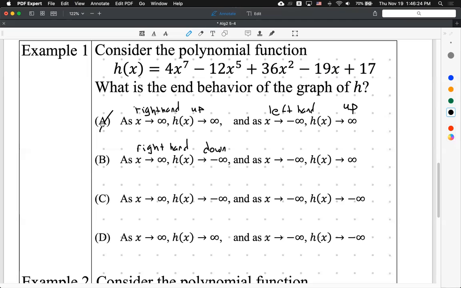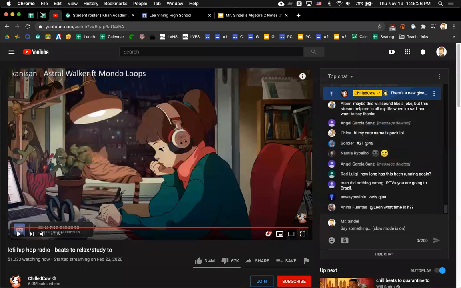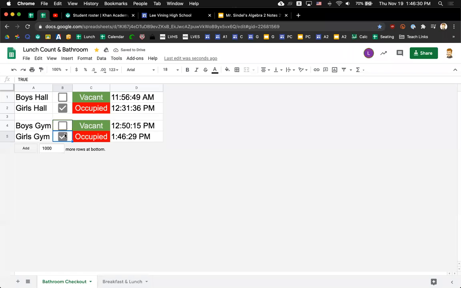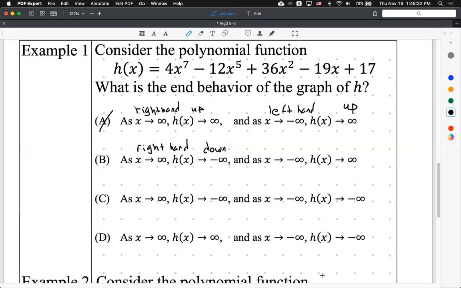Andres, interpret B. Okay, so it's right hand down for the first part, and then for the second part, it's left hand up. Is that correct? It's incorrect. Someone tell me why.